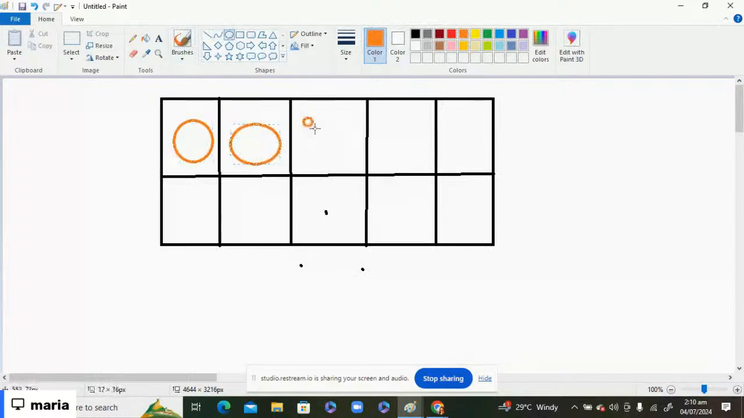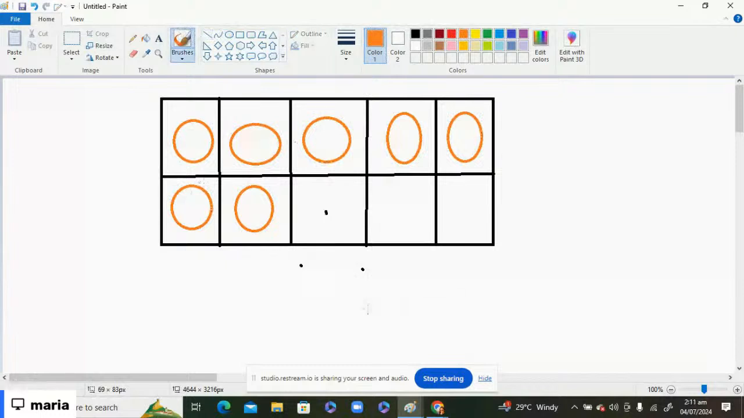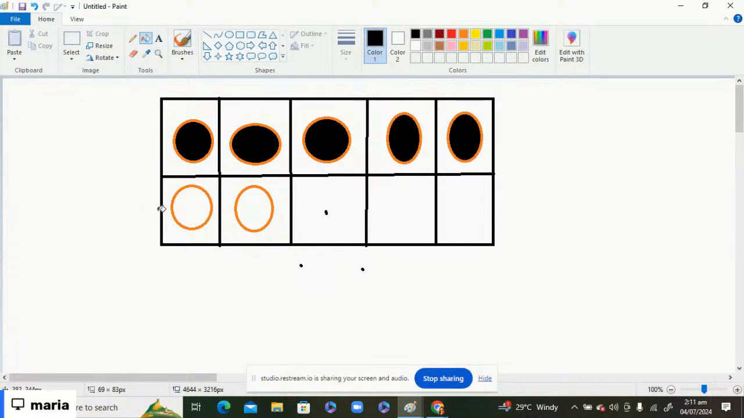So, let's just make some dots here. One, two, three, four, five, six, and seven. The total frame is 10. Now, the question is: how many more dots can you put down here? How many more spaces are there? Like the empty spaces, how many empty spaces are there? We just fill those empty spaces by drawing the dots.